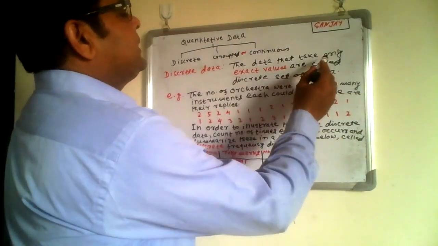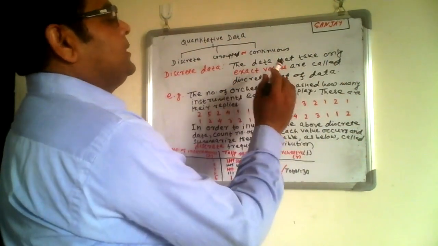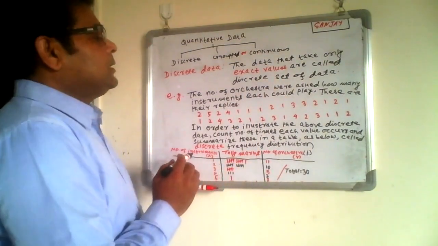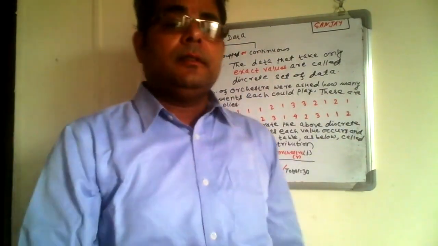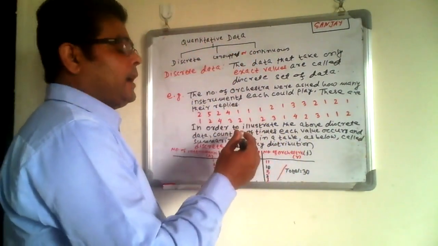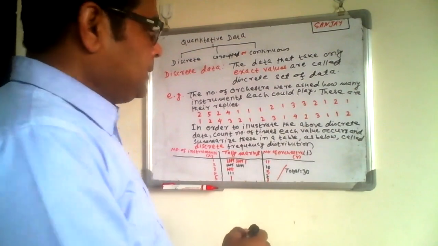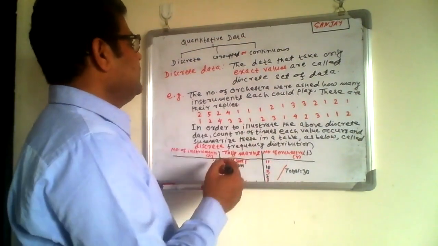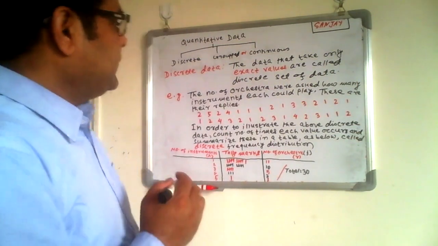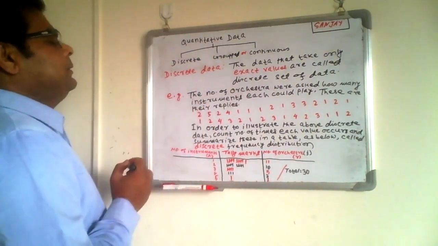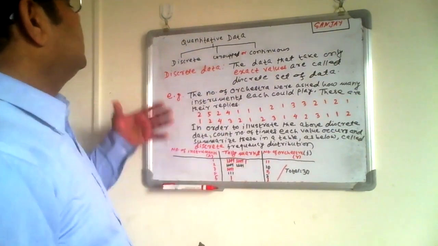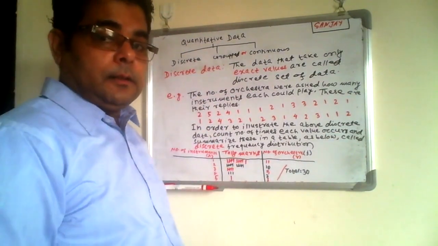So the data that take only exact values are called discrete sets of data. Discrete, the literal meaning of discrete, means disconnected. That means we define the data at different points, and those sorts of data come under discrete sets of data. So here we have one example that exhibits what is called discrete data.